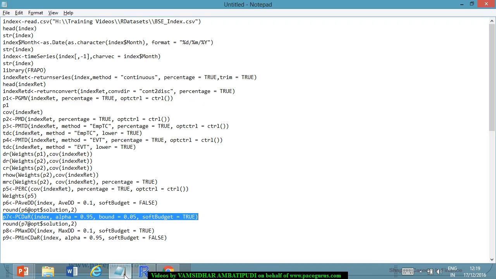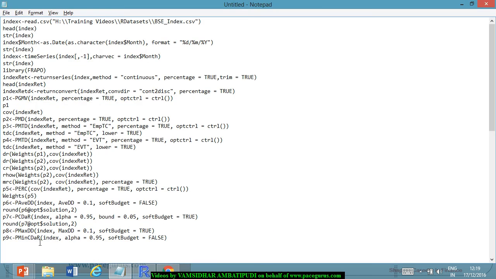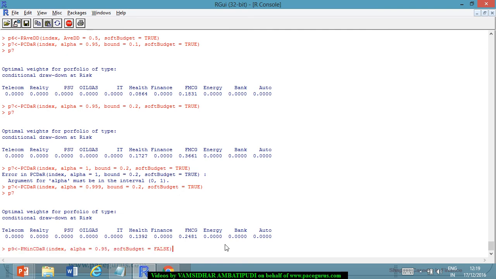For that, I am looking at min CDaR, which is nothing but a portfolio where I want to minimize the conditional drawdown at risk, at 95 or 99% level of confidence. And it might be possible that I may have to use a soft budget, or in some cases even a hard budget can do the job for me, where 100% allocation can be done to one or more sectors. So let's see how it is working.